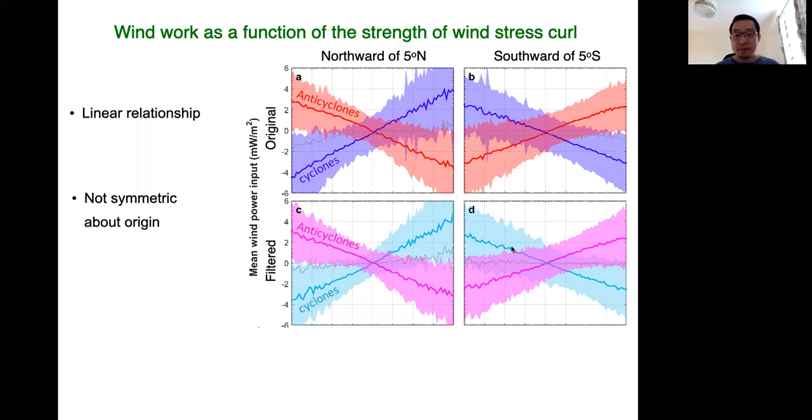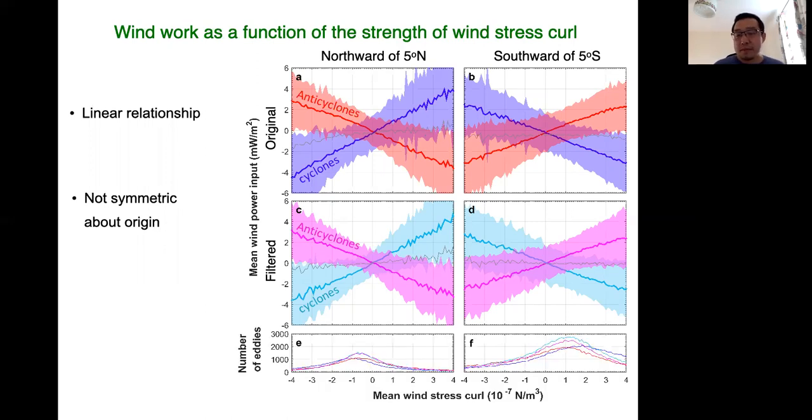If we now do the same thing using filtered wind stress, where we get rid of relative wind stress damping, now those two curves cross at origin. Okay, so what happens is the whole pattern is shifted upward because the relative wind stress damping has been removed in the filtered wind stress calculation.